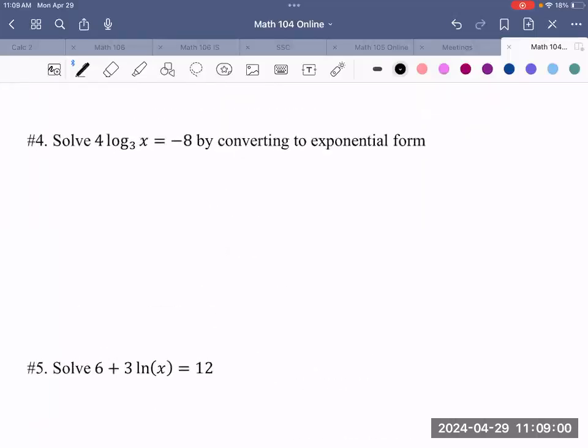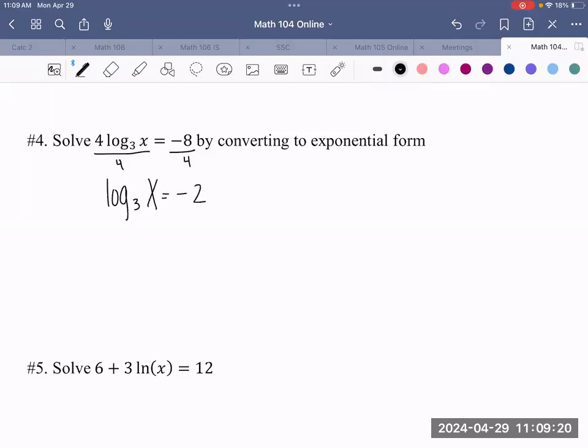Now let's solve it from a logarithm into an exponential. So is your logarithm all alone? No, it is not. So let's go ahead and divide. So you have log 3 of x is equal to -2.